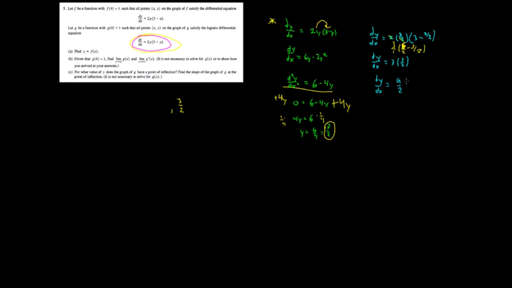So you end up getting dy over dx equals 3 times 3/2. And when you multiply that out, 3 times 3 is 9. You get 9/2. And that is the slope at the point of inflection.